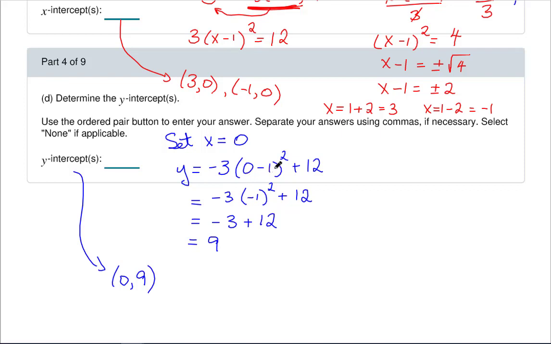0 minus 1 is a negative 1. Negative 1 squared is 1. 1 times a minus 3 is minus 3. Minus 3 plus 12, and we get 9. So the y-intercept was at (0, 9).